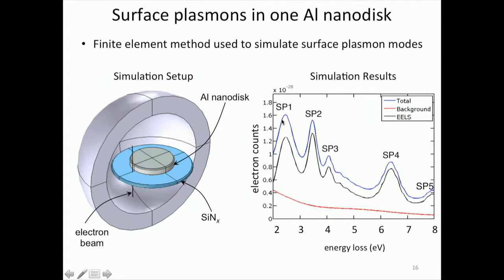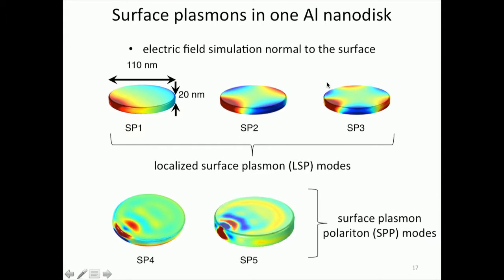Here we see SP1, 2, 3, 4, and 5. We see from the simulation 5 different surface plasmon peaks. But here still we cannot tell exactly the nature of these peaks. Because we did the simulation, we can also plot the electric field normal to the surface. These are basically the surface fields that indicate the presence of charge density.